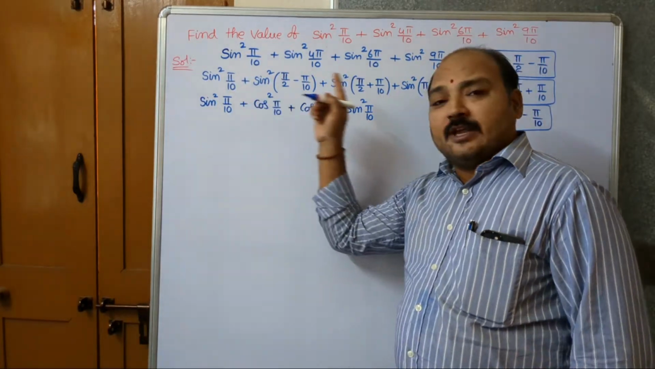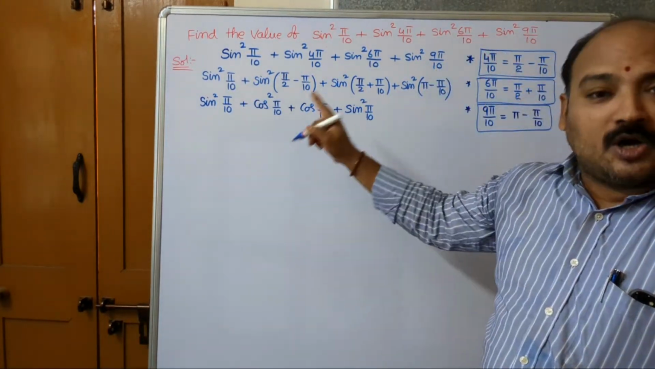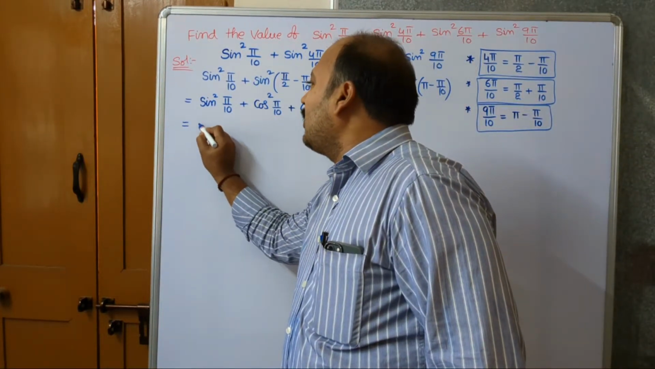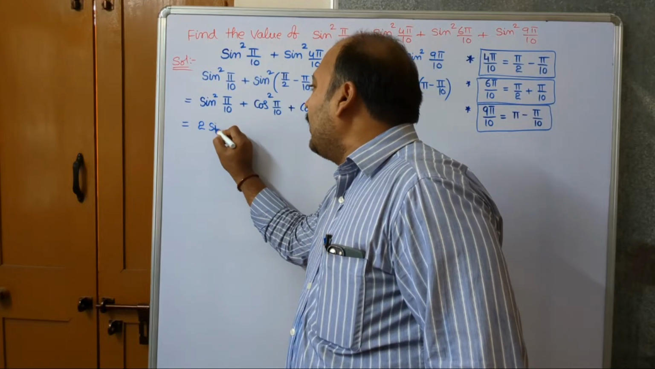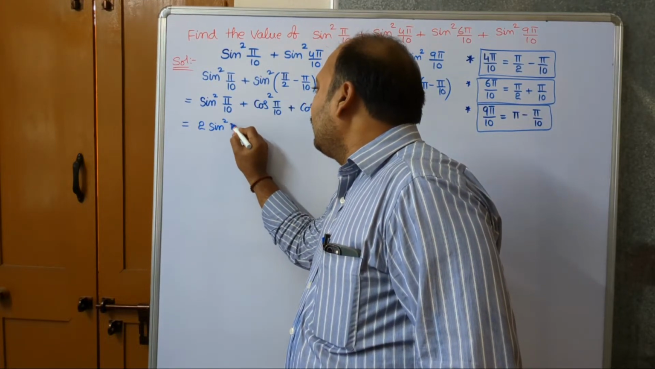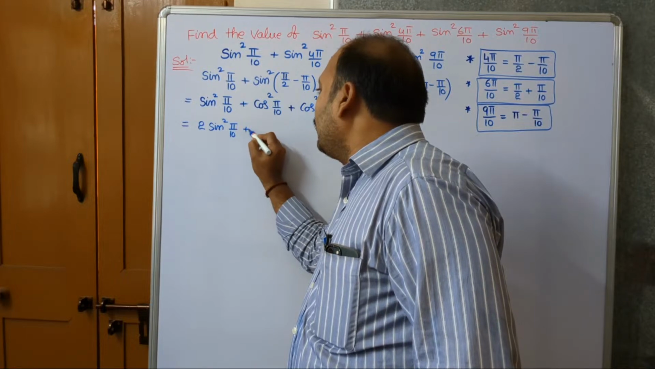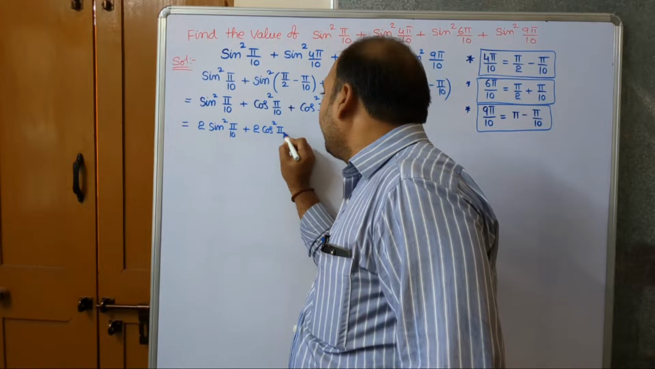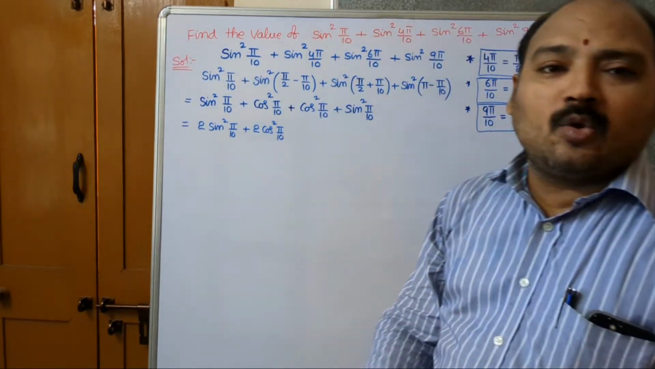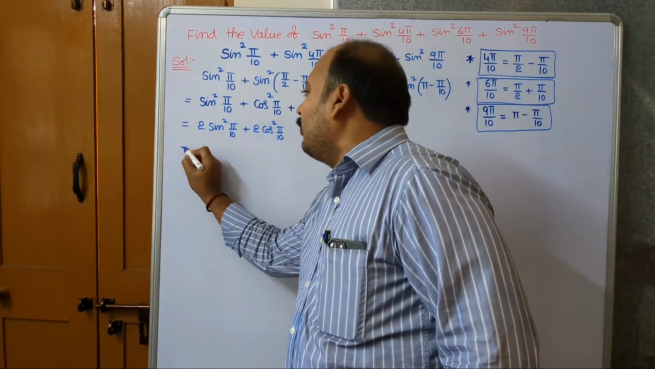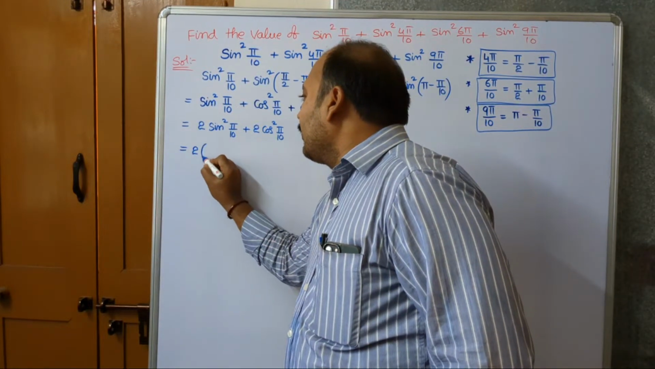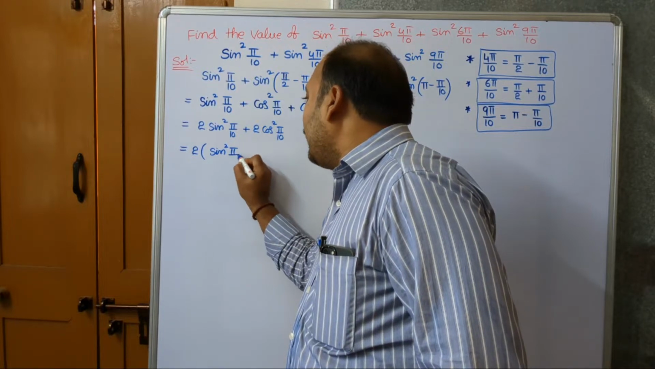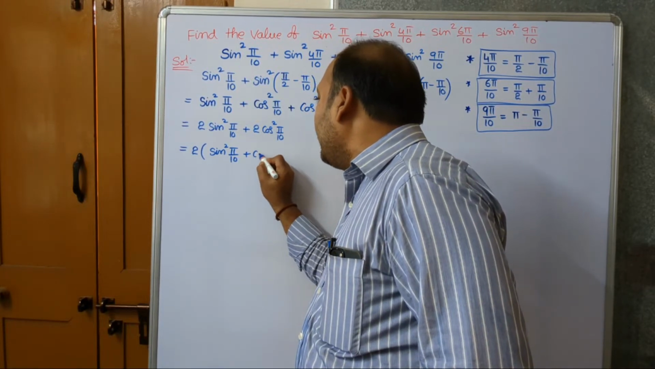Here there are two sine square pi by 10 terms and two cos square pi by 10 terms, so 2 times sine square pi by 10 plus 2 times cos square pi by 10. Taking 2 common from both terms: 2 times sine square pi by 10 plus cos square pi by 10.